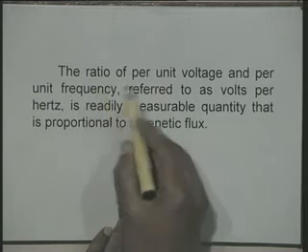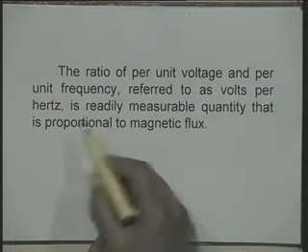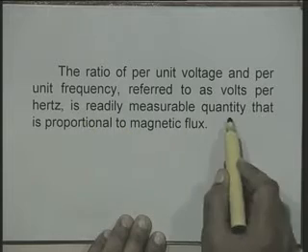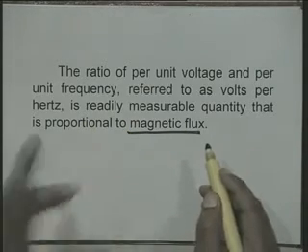Now, the ratio of per unit voltage and per unit frequency, referred to as the volts per hertz, is a readily measurable quantity that is proportional to the magnetic flux, that is the V by F ratio. Here the voltage is expressed in per unit, frequency also is expressed in per unit, and that ratio V by F is taken, not the absolute value. This per unit ratio reflects the overfluxing capacity of the synchronous generator. This is also called overfluxing.